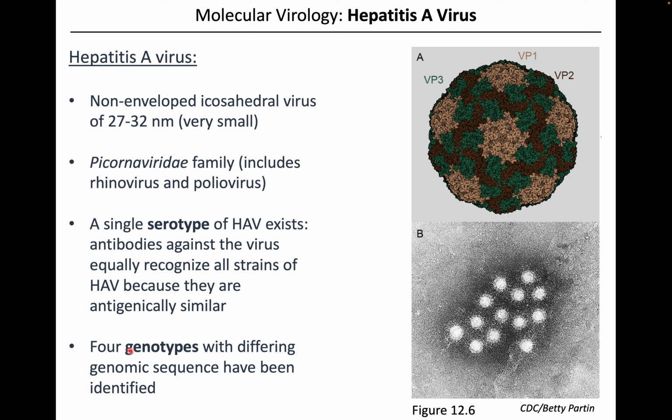So what this means is even though there are 4 distinct strains of the virus with differing genomic sequences, the antibodies that would be produced against them will recognize all 4 of those genotypes. That's what serotype is referring to. So that's a good thing, right? You wouldn't have to worry about getting infected with all 4 to have full protection.